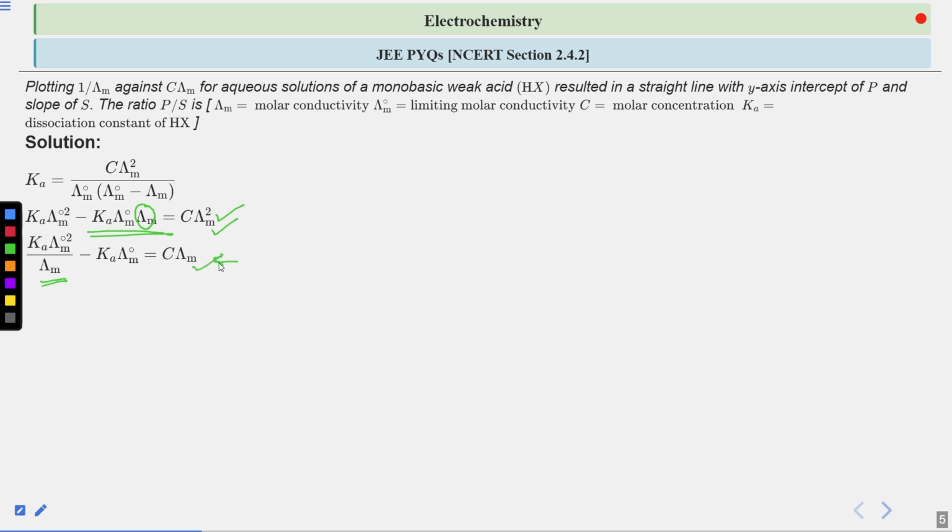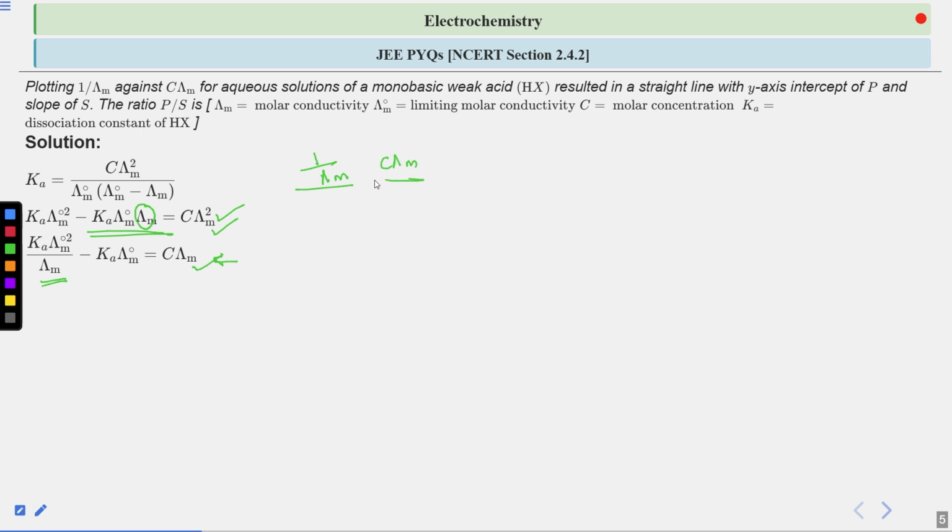This will be the equation, right? Now we will try to simplify it more. We will simplify it until we get an equation of a straight line, as it is given that the graph is a straight line, and then we compare it with the straight line. The variables we want to get in the main equation are 1 by lambda m and C lambda m, because these are the variables between which we are drawing the graph.